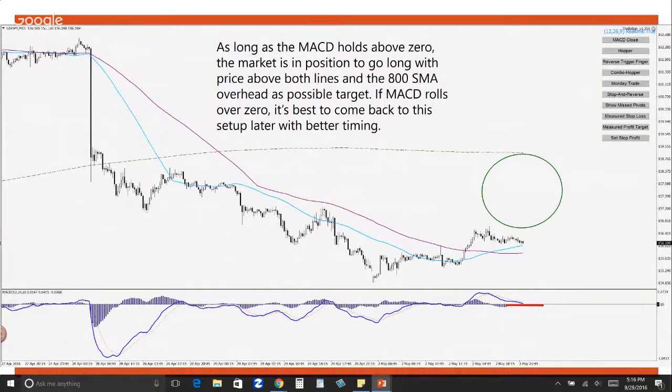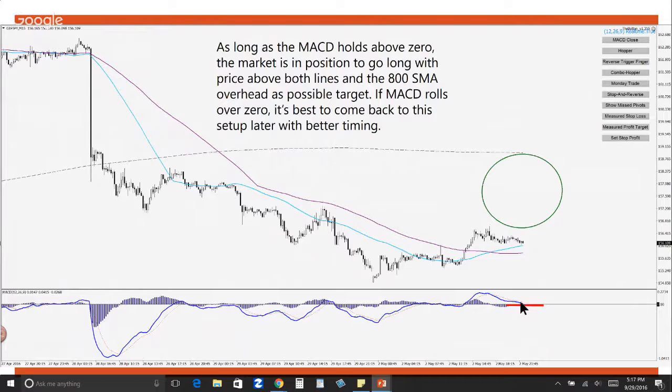It's excellent. So in this example, just as an example, as long as the MACD holds its position above zero, the market is in position to go long. With price above both moving averages, maybe I have a target overhead for a possible trade setup. But if the MACD rolls over zero, it's best to just come back to the setup later when the market has better timing. It doesn't mean the setup's not going to be good later. It just means the market's not there for you right now. And I would rather know that than sit there and wait with it. So in this instance, I have a definitive way of telling if I should think about coming back later, just close the trade down, or if I want to stay with a long position.